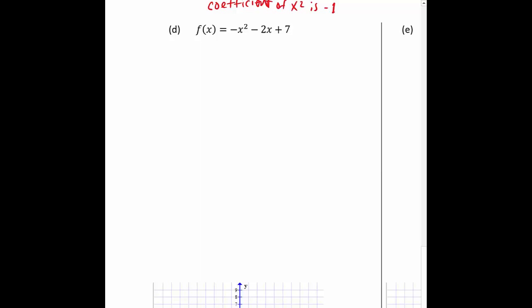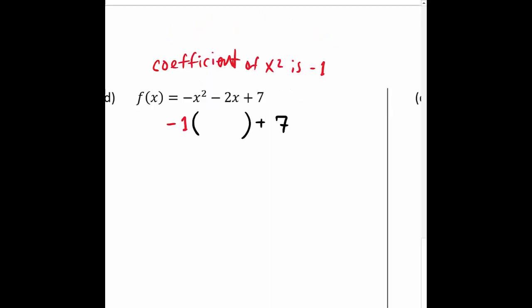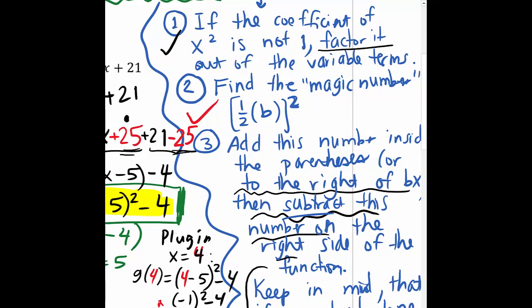Negative 1. Aha. So step 1 said, if the coefficient of x squared is not 1, even negative 1 is different. So I do have to do step 1, but I said factor it out. So it'll be a negative 1 and then parentheses. But notice that the directions said just factor it out of the variable terms. So I'm going to factor a negative 1 out of the first two terms, but not the 7. He's not part of the factoring. If you remember, we said that up here. Factor it not out of all the terms, but only the variable terms.